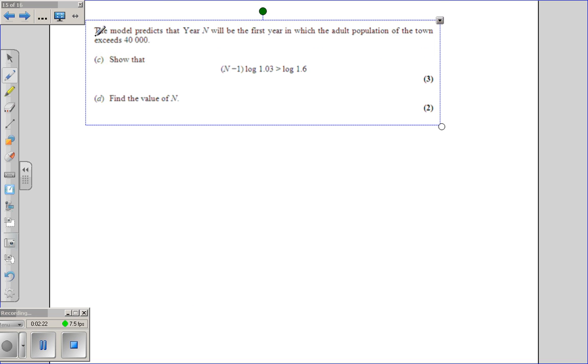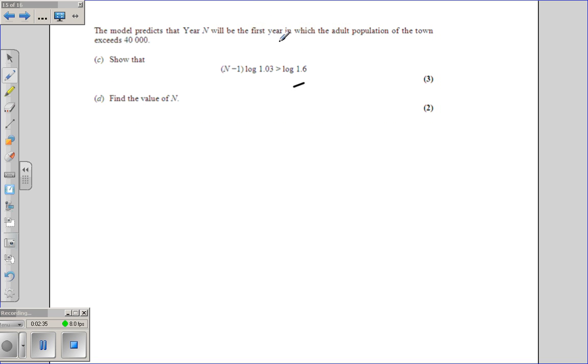The next part, the model predicts that year n, so this is on about a term, we're not talking about any sums, just a term, will be the first year in which the adult population of the town exceeds 40,000. Show that this. Now, like I've said before, don't let this put you off. Just write down what you know about this, and hopefully, eventually, you'll get here.